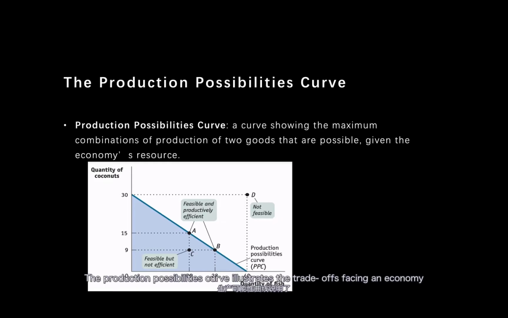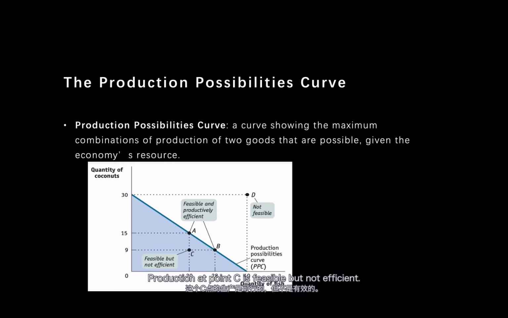The production possibilities curve shows the maximum combinations of production of two goods that are possible given an economy's resources. For example, here, the maximum quantity of coconuts that Tom can gather depends on the quantity of fish he catches, and vice versa. His feasible production is shown by the area inside or on the curve.